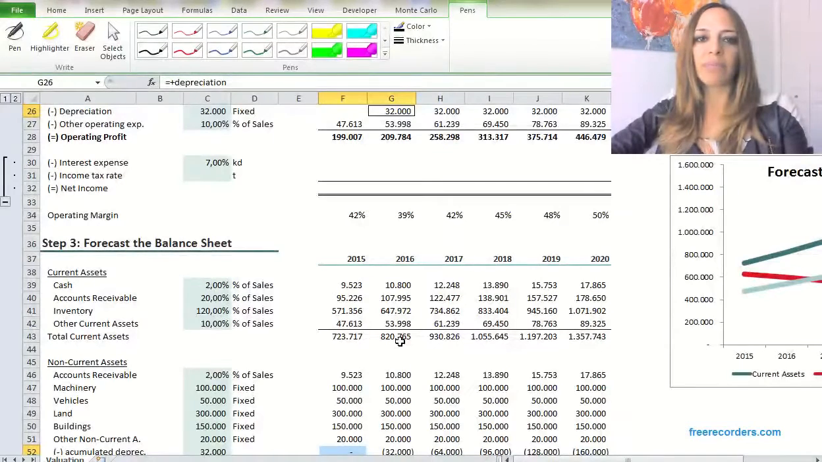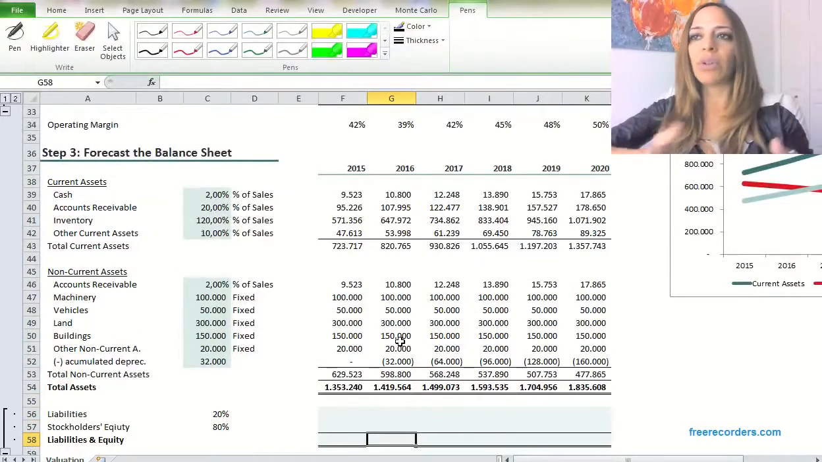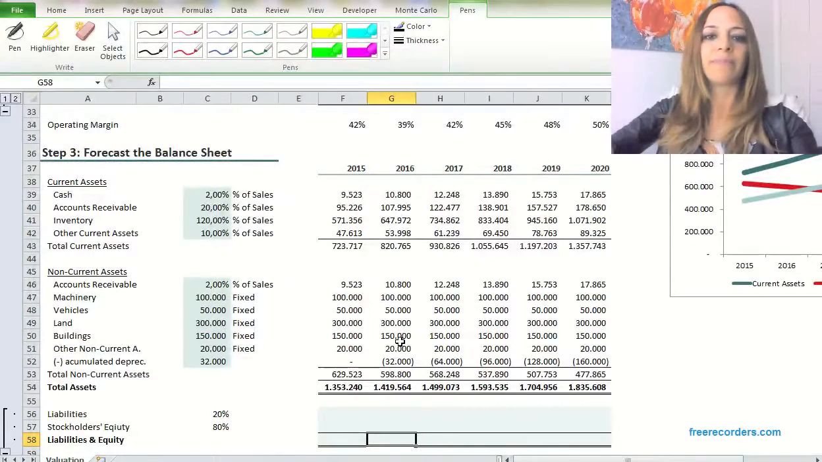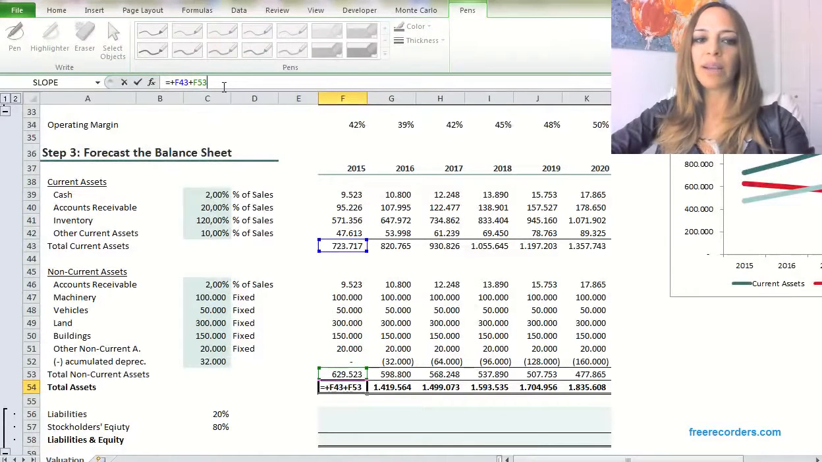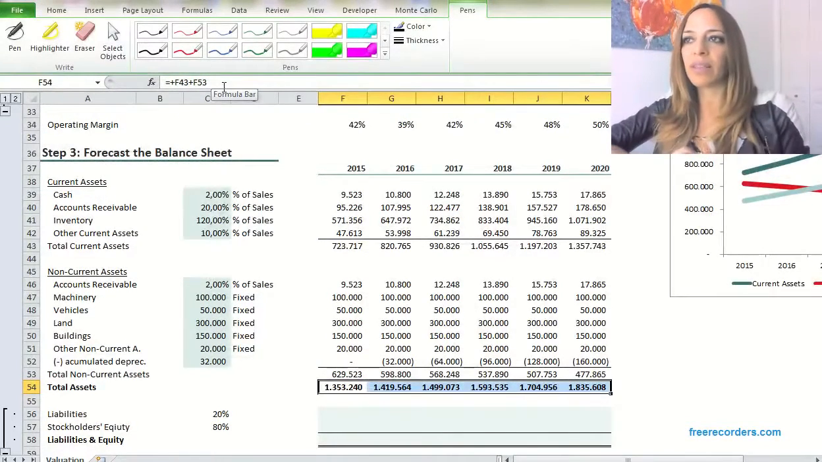Remember that we already have this number on the income statement. We are depreciating a certain amount each year, and then we are accumulating this number on the balance sheet. It's the same number, but it's shown in a different way. Okay, and now total assets. Total assets will be current assets plus non-current assets, net of depreciation, of course. Okay, this is the total capital that the company will need.